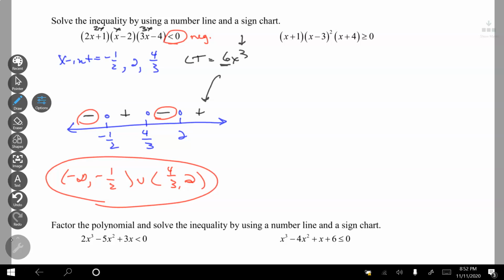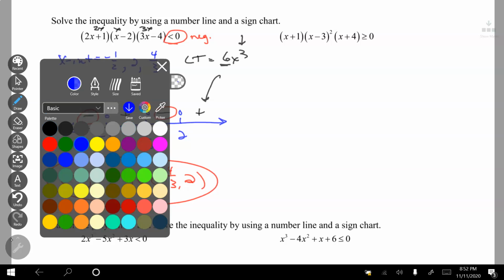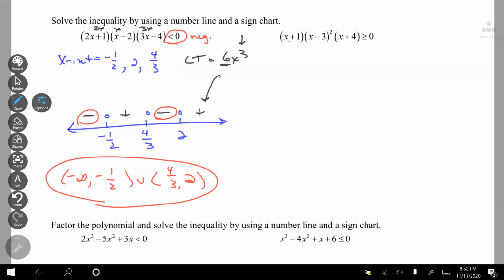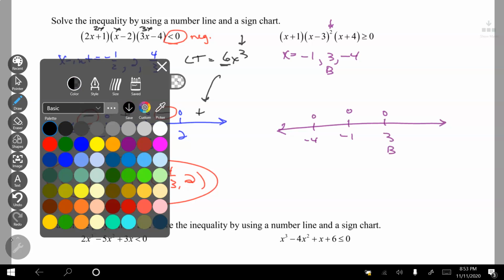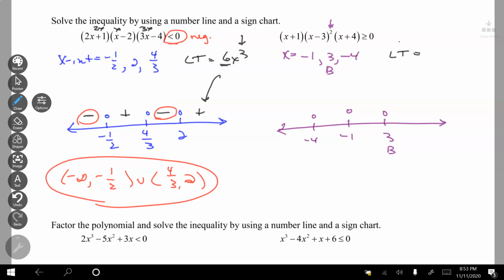I'm going to do the same thing here. My x-intercepts are negative 1, 3, and negative 4. Special. There's a bounce. Here's my number line. Negative 4, negative 1, and 3. That's a bounce. My leading term is equal to x times x squared times another x. I got 1x to the fourth.